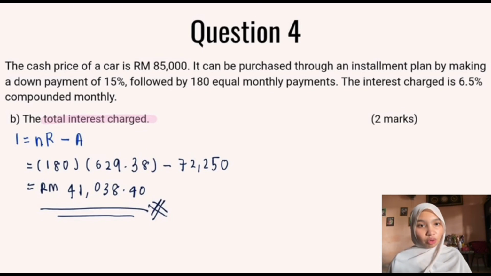Next, question B asks us to find the total interest charge. So we will use the formula I equals nR minus A. N is 180, R is the amount that we calculated just now, which is 629.38, minus the amount borrowed, which is 72,250. So we will get the interest charge, which is 41,038 ringgit and 40 cents.